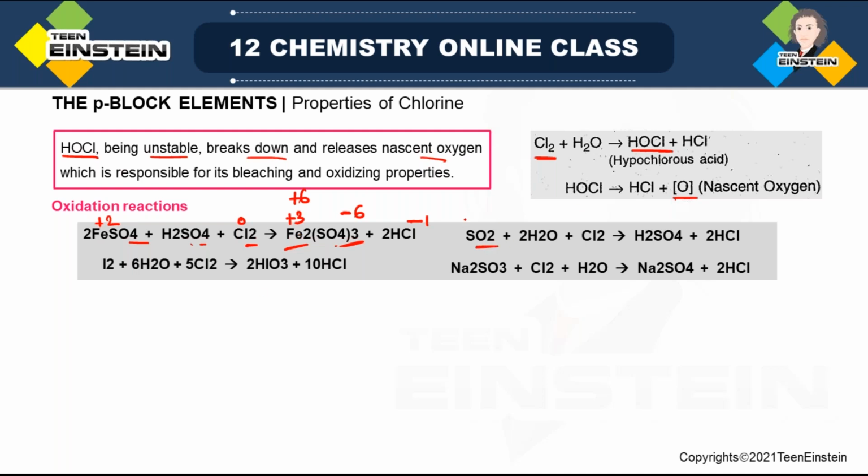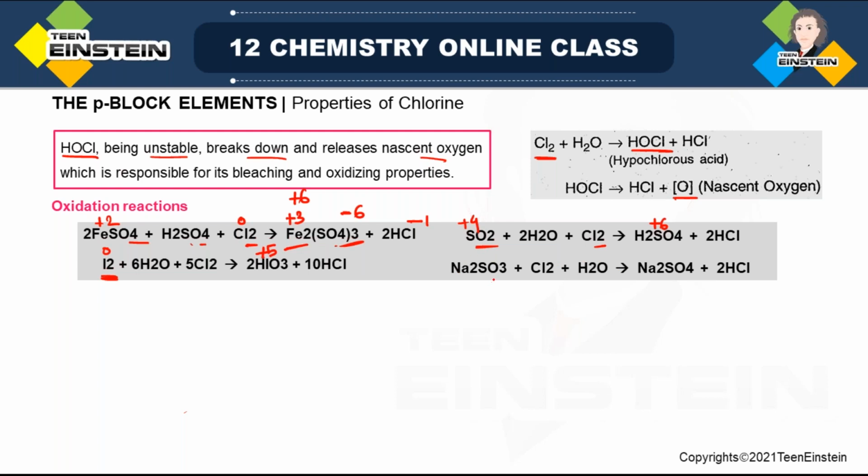Then sulfur dioxide, oxidation state +4, but it is oxidized by chlorine, and now SO2 is converted to H2SO4 where the oxidation state is +6. So from +4 to +6, it is loss of electrons. That means it is oxidation. Okay. Number 3, iodine is also oxidized by chlorine. Now after oxidation, the fate of iodine, now it has oxidation state +5. And before reaction, it is 0. So this is also loss of electrons.